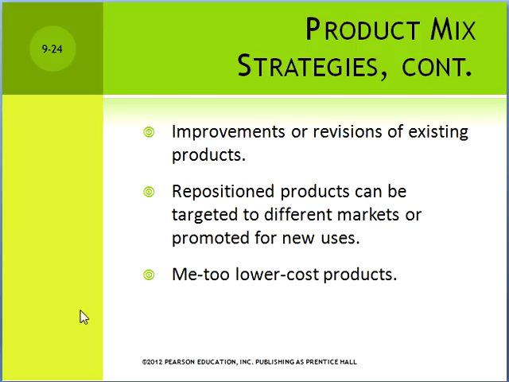Same way with the iPhone 2. Then we also have repositioning, where products can be targeted to different markets or promoted for new uses. In the case of eBay, they moved to China, and I think they tried to come up with some new uses for that too. And then there is lowering product cost. It's not a new product, there's already an existing product in the market, but a company launches a product which is far cheaper, or the cost is much lower than the existing products. So as you can see, these are some of the new product strategies online.